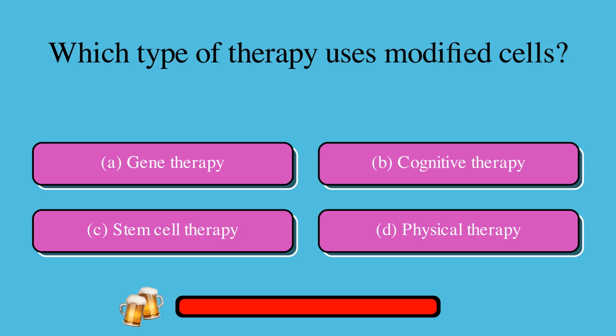Which type of therapy uses modified cells? A. Gene therapy, or B. Cognitive therapy, or C. Stem cell therapy, or D. Physical therapy? The correct answer is A. Gene therapy.